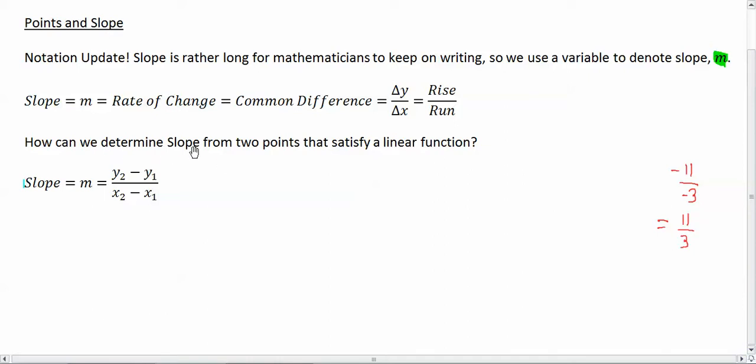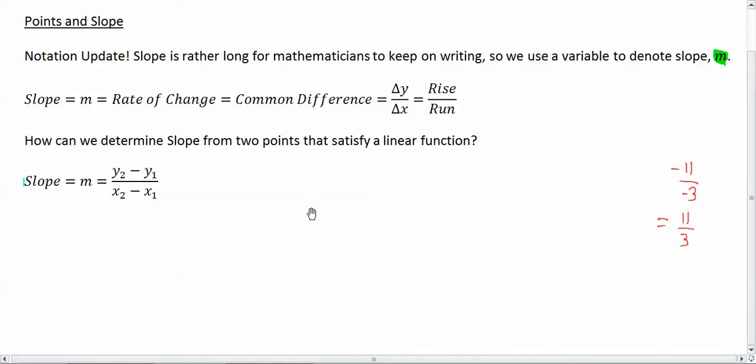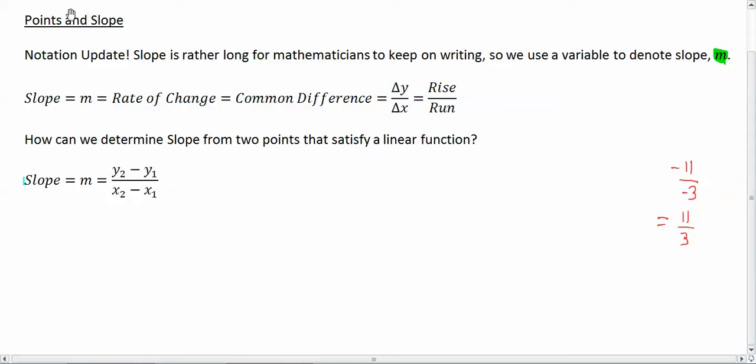So how can we determine slope from 2 points that satisfy a linear function? We're given the following equation in our book. Ooh, just need to erase a few guys hanging out here. So our textbook gives us the following. Slope is equal to m is equal to y2 minus y1 over x2 minus x1, for the given points x sub 1, y sub 1, comma, x sub 2, y sub 2.